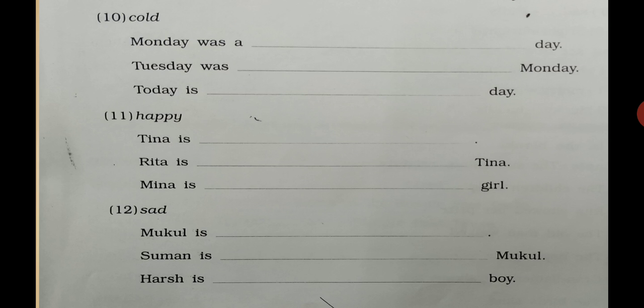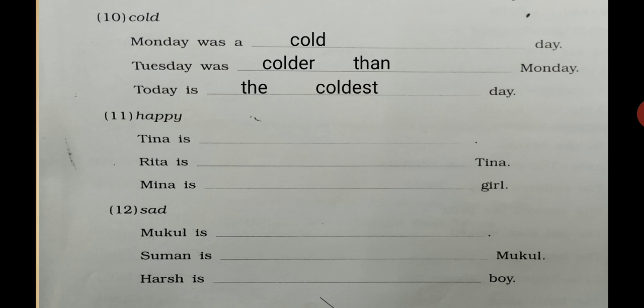Next sentence. Cold is an adjective. Monday was a dash day. Tuesday was dash Monday. Today is dash day. Monday was a dash day. What will be the answer? Yes, cold, because there is no comparison in the sentence. Tuesday was dash Monday. Here two days are compared, so colder than. And today is dash day, so the answer will be the coldest.